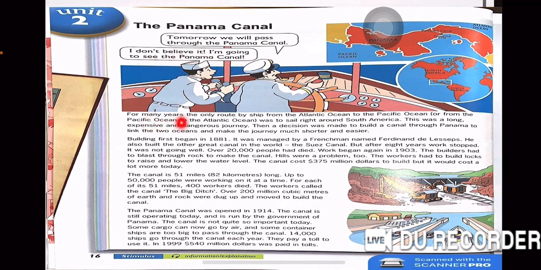For many years, the only route by ship from the Atlantic Ocean to the Pacific Ocean or from the Pacific Ocean to the Atlantic Ocean was to sail right around South America. This was a long, expensive and dangerous journey. Then a decision was made to build a canal through Panama to link the two oceans and make the journey much shorter and easier. Building first began in 1881.